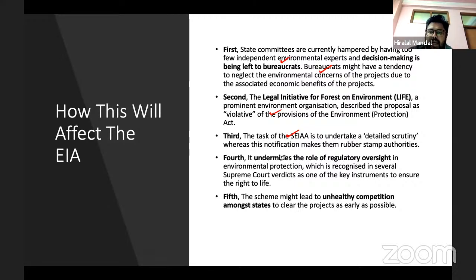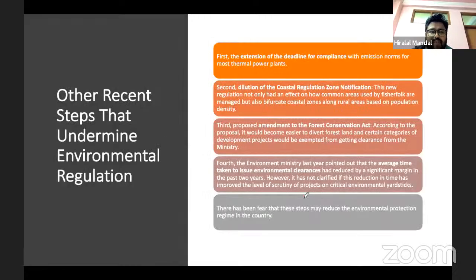Another is that it undermines the role of regulatory oversight in environmental protection programs, which has already been highlighted by the Supreme Court as one of the instruments to ensure the right to life. The scheme might also lead to unhealthy competition among the states to give speedy clearance of the project, right? So these are how it is going to affect the environmental impact assessment.